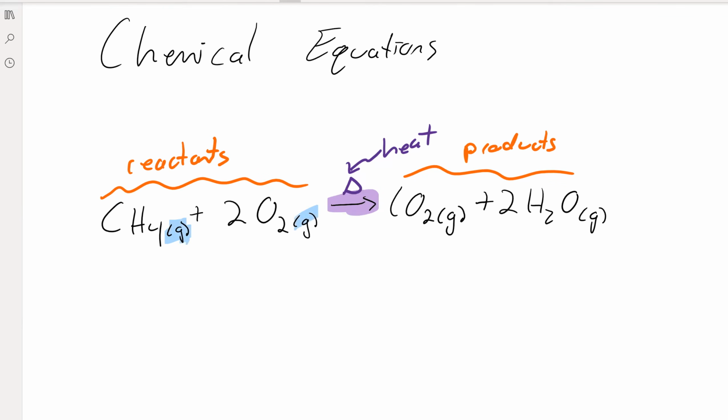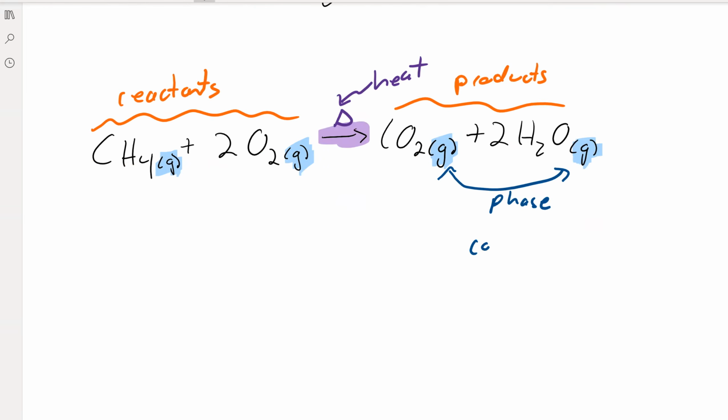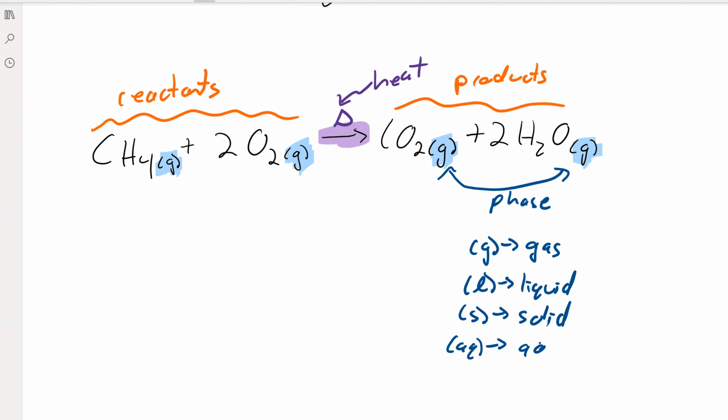We also have these little subscripts right over here. In this case, they're all G for gas, but this describes the phase of the compound. So if it's a G, it's a gas. If it's an L, it's a liquid. If it's an S, it's a solid. And then finally, if it's an AQ, it's an aqueous solution, which means that it's dissolved in water. Right, and we're humans, so we live on Earth, so water is a very big deal for us, so it gets its own little symbol. A lot of things dissolve into water.